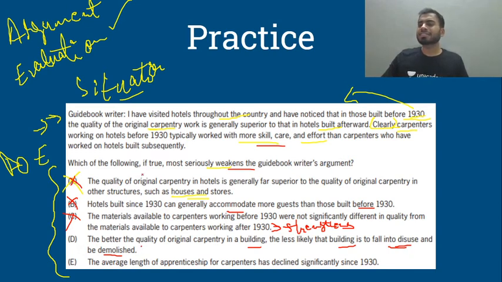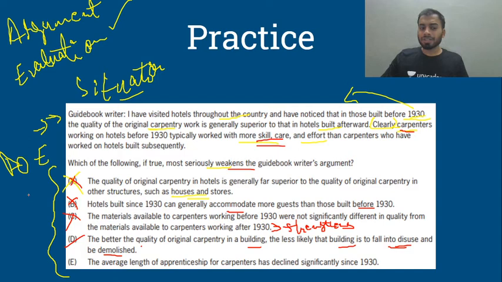So our data set is flawed. Our focus group is very, very small. We're only considering hotels that have survived the test of time. What about the hotels that did not survive the test of time? Right? That means the kind of carpentry in those hotels was not up to the mark. So can we then conclude that those carpenters who worked before 1930 were more skillful, more careful? Maybe in the case of many hotels they were not, and that is why those hotels got demolished, right? So this is making logical sense to me.